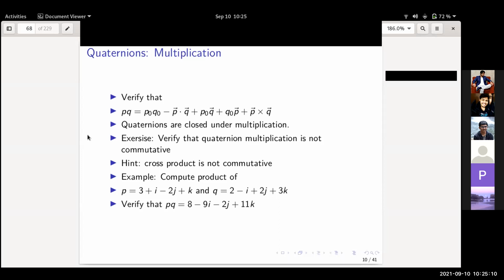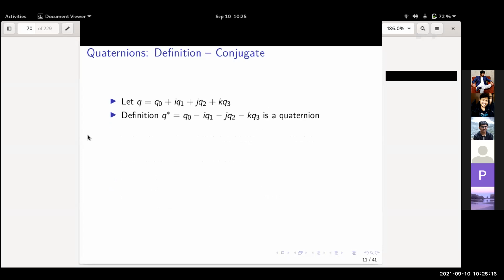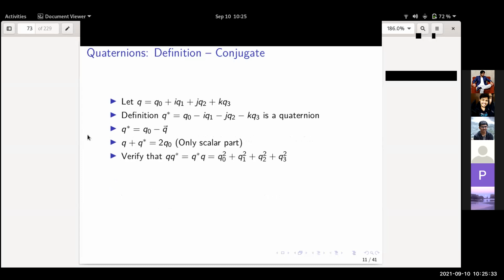Basically, P naught square plus the norm of the vector, mod P square. If it is Q, it is Q naught square plus Q1 square plus Q2 square plus Q3 square. Do you agree? Yes, sir. That is good. It has all the properties of complex numbers, right?